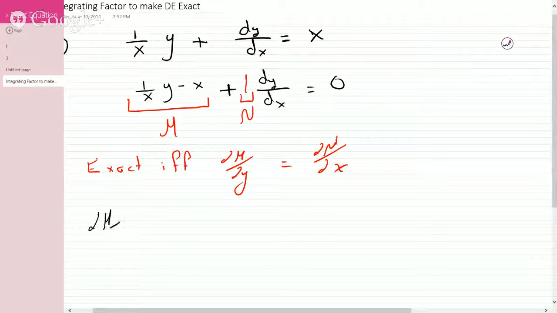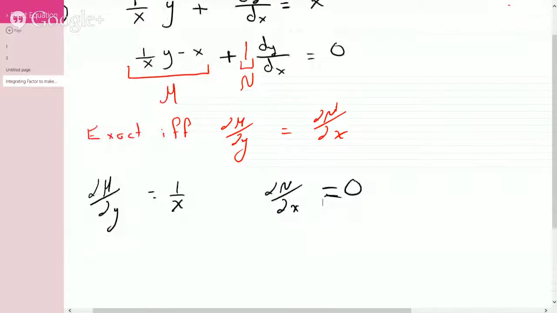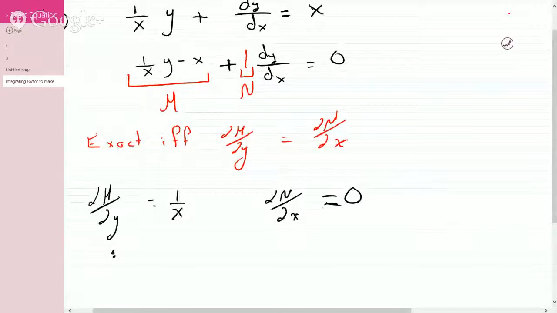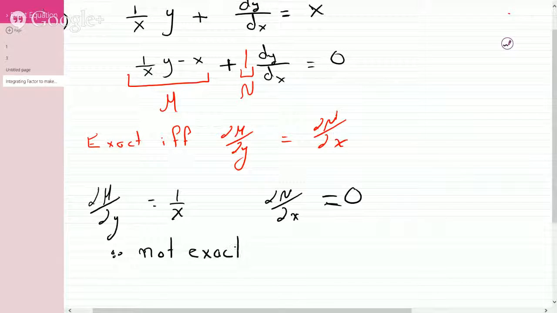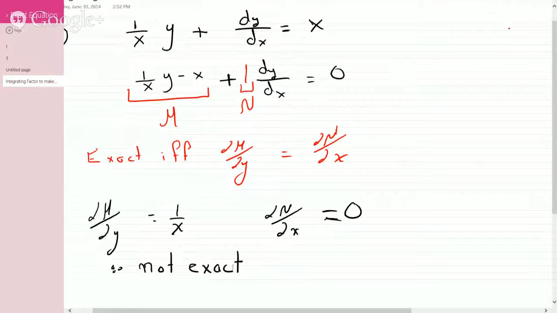So dM over dy, the partial derivative of this with respect to y, is 1 over x, and the partial derivative of N with respect to x is 0, because the derivative of a constant is 0. So therefore it's not exact. So that means we need to make it exact.